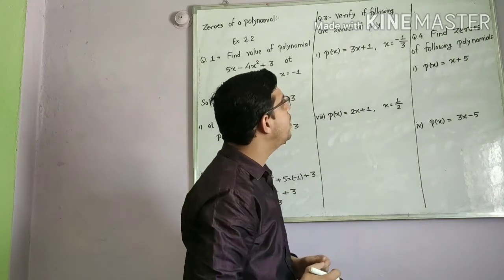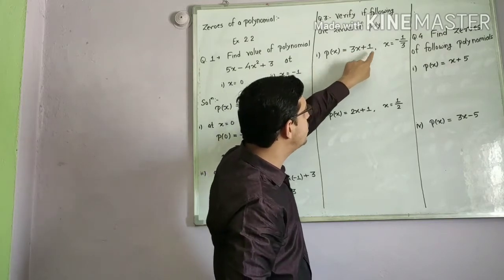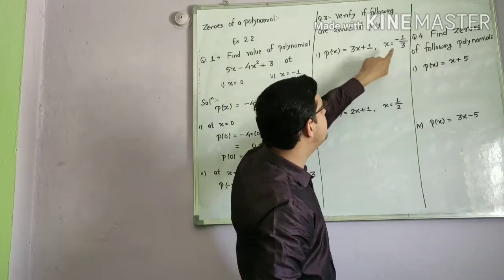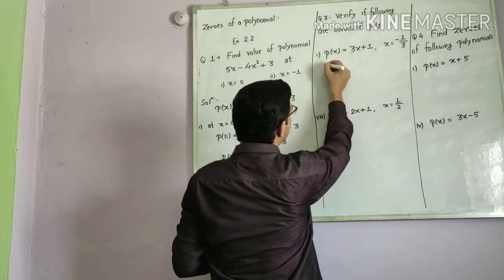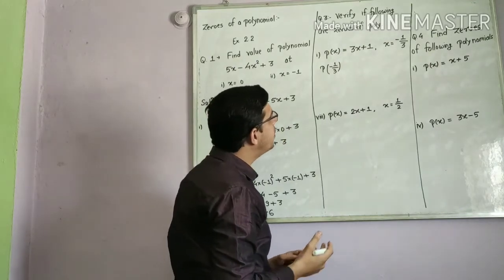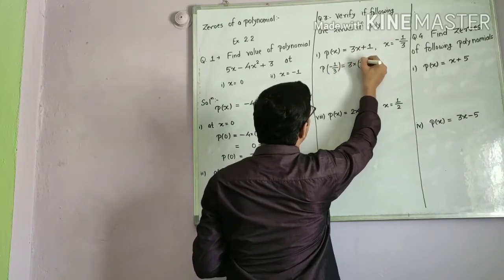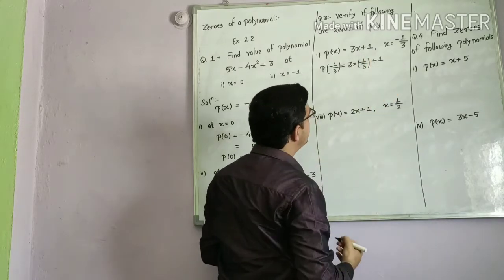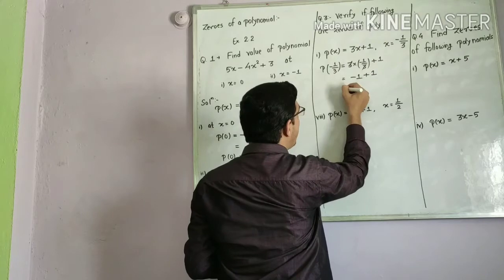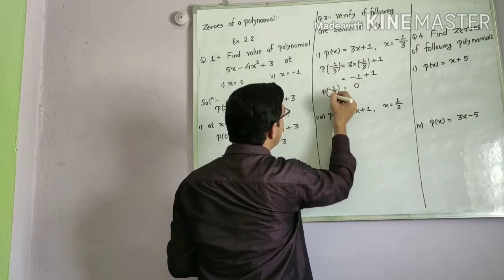Our next question is: verify if the following are zeros of the polynomial. One polynomial is given, just for example p of x is equal to 3x plus 1, and the value of x is given, minus 1 by 3. We have to check whether this minus 1 by 3 is a zero of this polynomial or not. So for that we will find p of minus 1 by 3. For this what we have to do is, wherever x is, put minus 1 by 3. So this will become 3 into minus 1 by 3 plus 1. 3 and 3 cancelled, so only minus 1 is left, and this is plus 1. Minus 1 plus 1 will be 0. So our value is coming 0. p of minus 1 by 3 is 0.